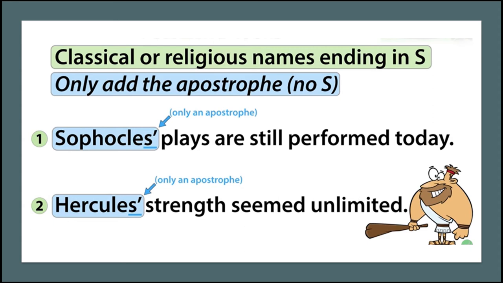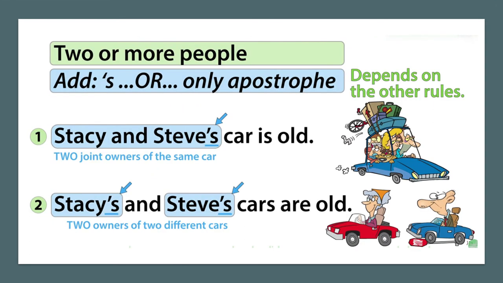Now, it's getting confusing. As you go on, you need to make sure that you know it and write everything down. Now, let's take a look at when there are two or more people. Are we going to add S or only an apostrophe? It depends on the other rules. Example number 1: Stacy and Steve's car is old. We are talking about one car only here, but the owner of that car is Stacy and Steve.